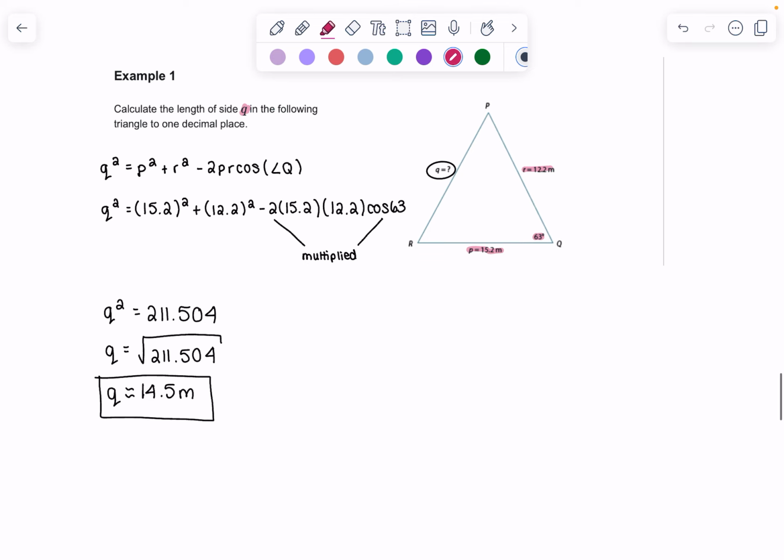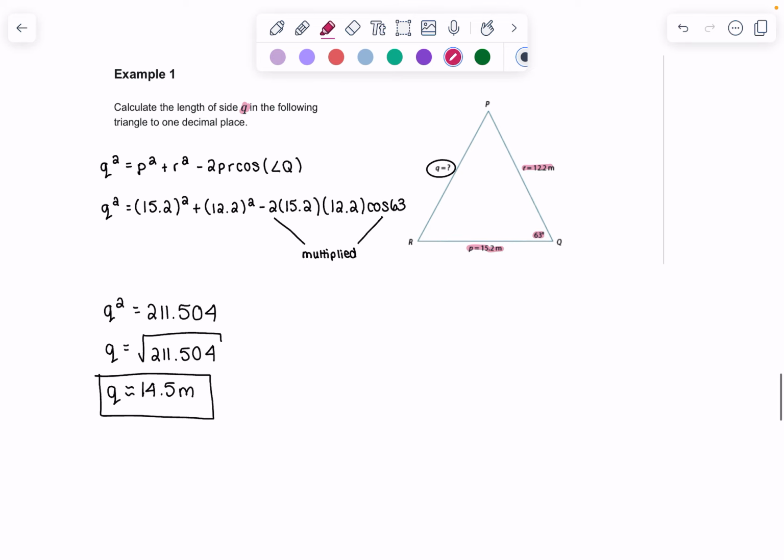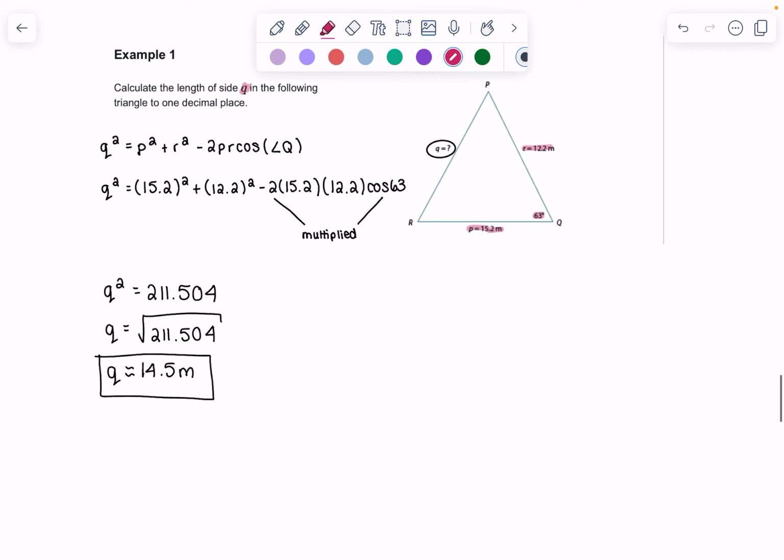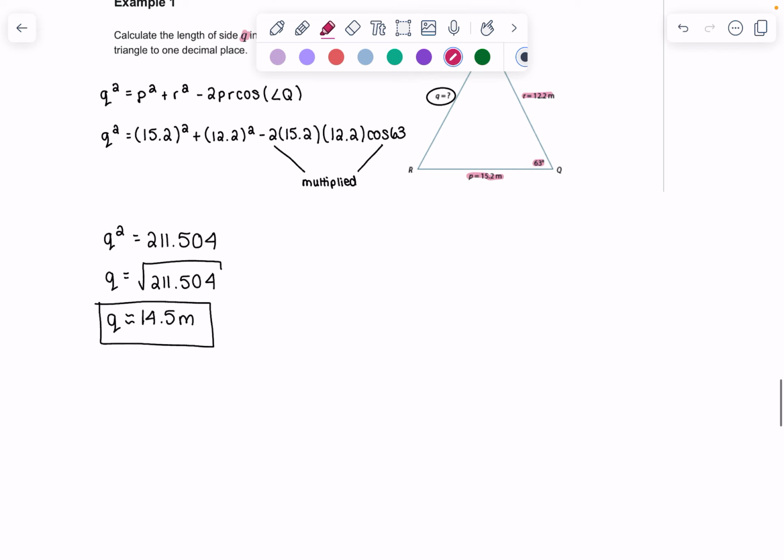If anyone needs step-by-step solutions, let me know. But again, it looks very, very similar to this. So feel free to reference this example and try it on. You're just solving for the side length of C.